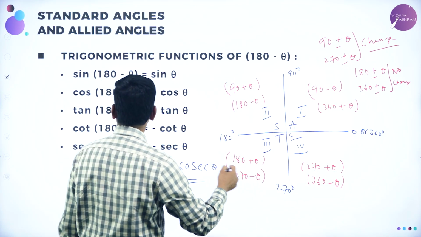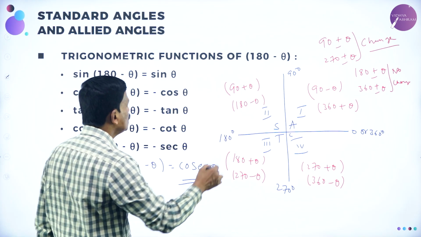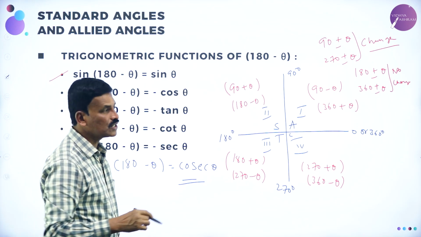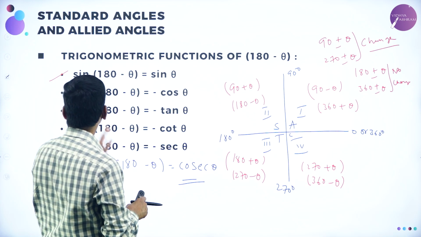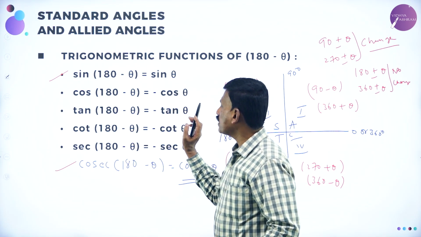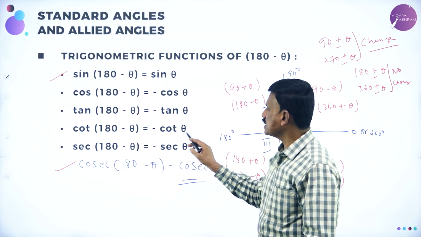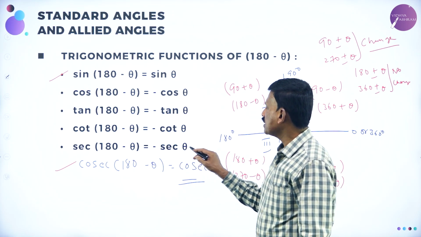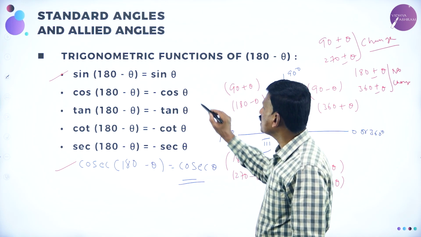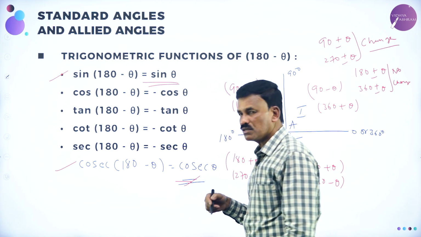So, 180 minus theta comes in the second quadrant. In the second quadrant, sin theta and cosecant theta are positive, the remaining are all negative, and there is no change. So, sin 180 minus theta is plus sin theta, cos 180 minus theta is minus cos theta, tan 180 minus theta is minus tan theta, cot 180 minus theta is minus cot theta, secant 180 minus theta is minus secant theta, whereas cosecant 180 minus theta is plus cosecant theta. So first and last are positive, remaining are negative.